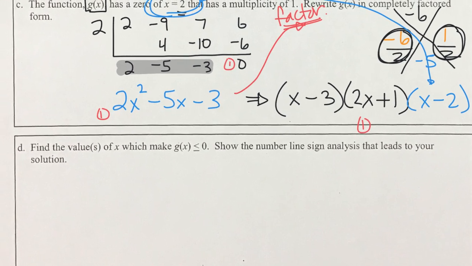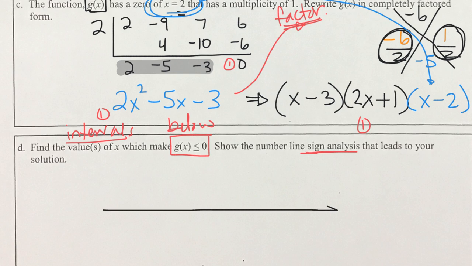Okay, find the values, and when you say values, we're talking about intervals. Find the intervals where g of x is less than or equal to 0. So we're looking for where is the graph below the x-axis, or where do we get negative numbers on a sign analysis. Okay, so we're going to do a number line sign analysis and remind you of what that means.